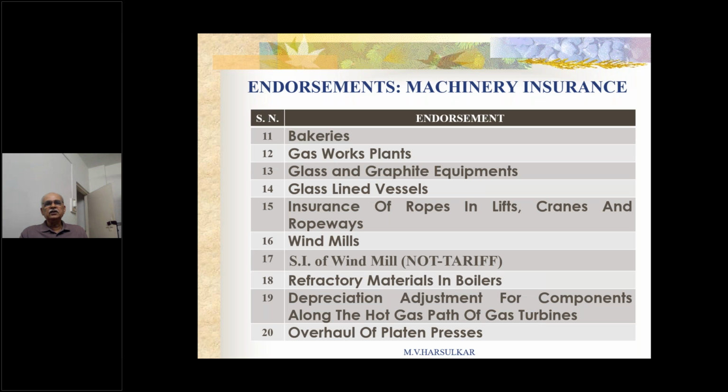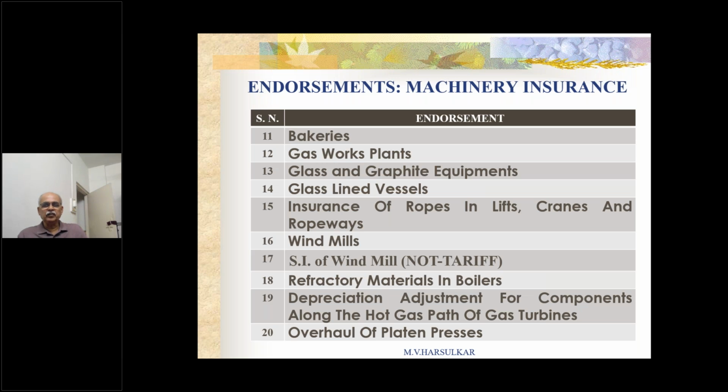And refractory materials in boilers. Boilers are mostly covered under the boiler explosion policy, but sometimes they are covered under machinery breakdown also. In that case, refractory materials, which are basically non-metallic and excluded, are covered by attaching this endorsement. Then depreciation adjustment for components along the hot gas path of a gas turbine. Again, this is for the gas turbine. If it is covered, either a gas turbine or a combined cycle power plant, then this endorsement needs to be attached.